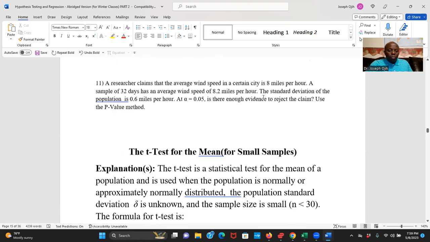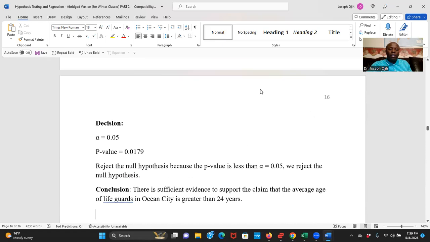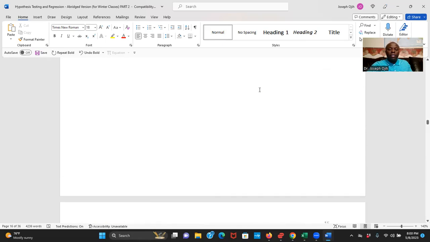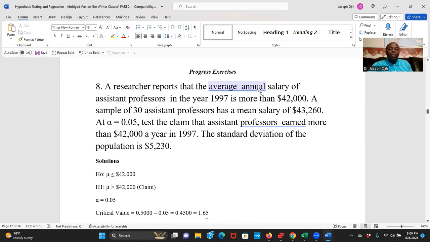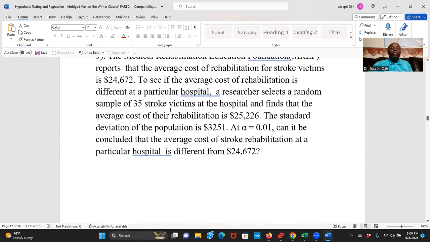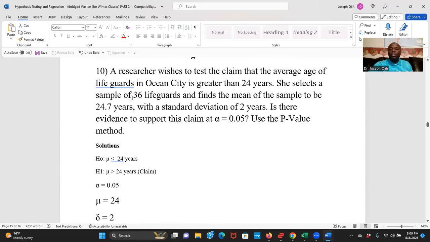Now, which leads us to test of hypothesis for small samples. When the sample size is small, we do the t-test. Z-test is done when the sample size is statistically large enough. For example, in the first example we did with the traditional method, the sample size is 30, which in statistics is statistically large enough, as long as they are selected randomly. And the second example, for the p-value method, the sample size is 36 lifeguards.